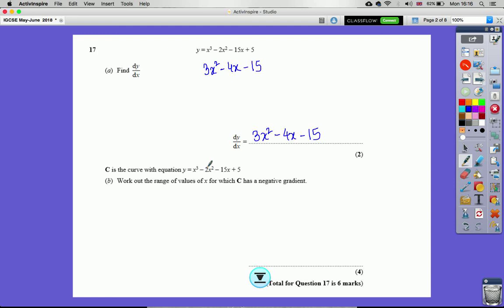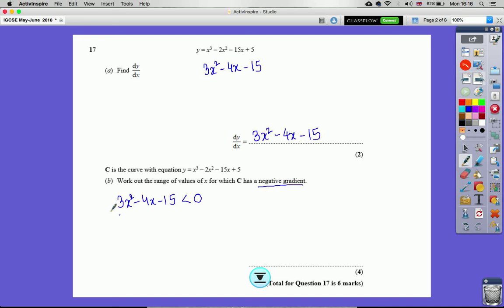Now C is the curve with the equation y is equal to x cubed minus 2x squared minus 15x plus 5. Work out the range of values for x for which C has a negative gradient. Now you see, when you differentiate something, that gives you the gradient function. So 3x squared minus 4x minus 15 is the gradient function. We need to find out for which values of x this has a negative gradient. In other words, it is less than 0. So I'm going to start off by writing 3x squared minus 4x minus 15 is less than 0.